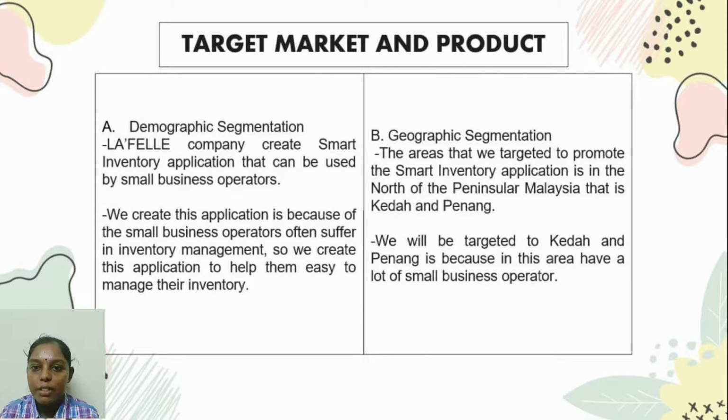This Smart Inventory application is very useful for them because they just need to pay 105 ringgit per month to get this application. The reason we set 105 ringgit per month is that we want to make sure the price is affordable for small business operators in small villages or towns. We try to create this application to be simple and easy to use, to ensure that small business operators from towns or small villages can easily understand how to use this application to manage their stock.